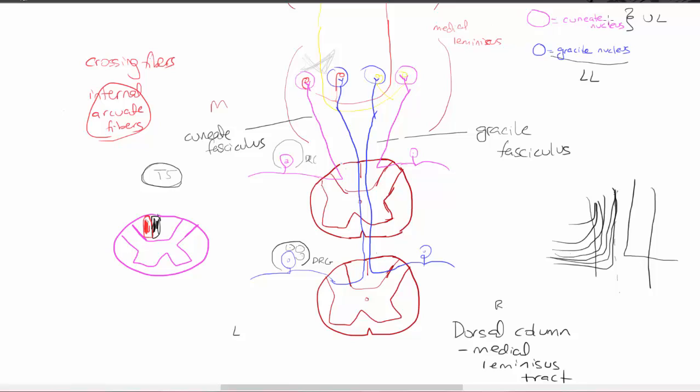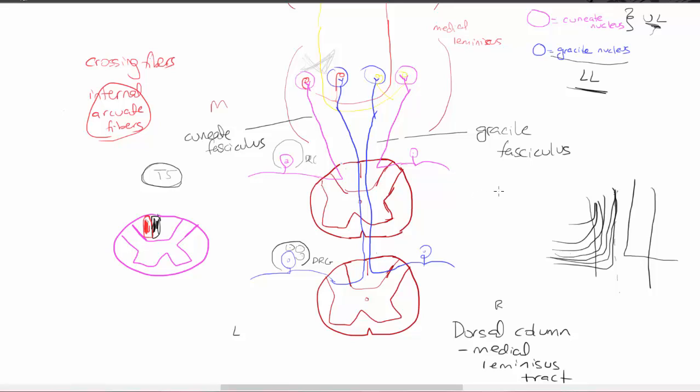So the pink is cuneate nucleus. You have one on the left side, one on the right side. You have a gracile nucleus, one on the left side, one on the right side. You have a gracile fasciculus on the left side and right side. You have a cuneate fasciculus, left side, right side. Cuneate is for the upper limb. Gracile is for the lower limb. The gracile fasciculus is more medial. The cuneate fasciculus is more lateral.